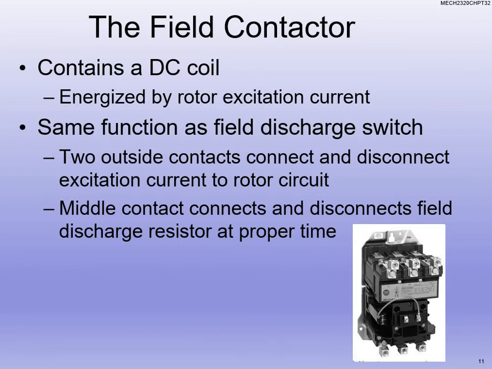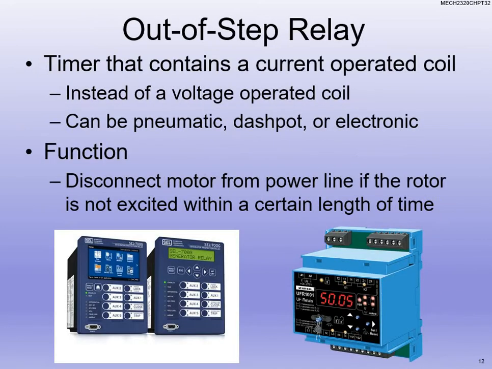Okay, so we have DC coils here on the contactors, just a method of being able to control it there. All right, so we have the two outside contactors, and we use those to disconnect the excitation current to the rotor. Okay, so that's how we do that. And then we have the middle contact that connects and disconnects the field discharge resistor at the correct times. Okay, and we also have a protection piece.